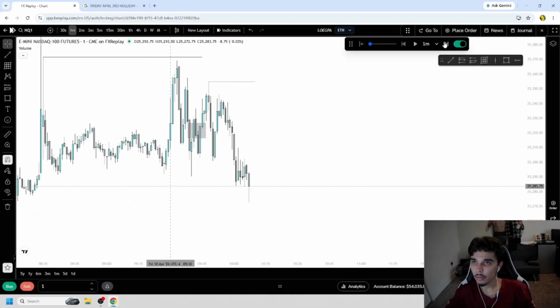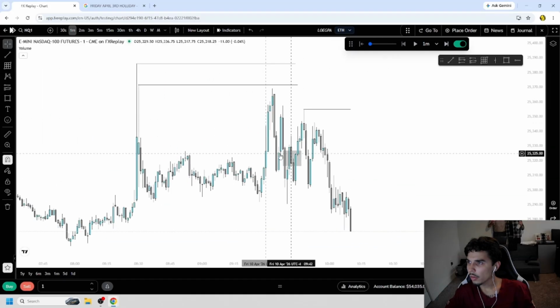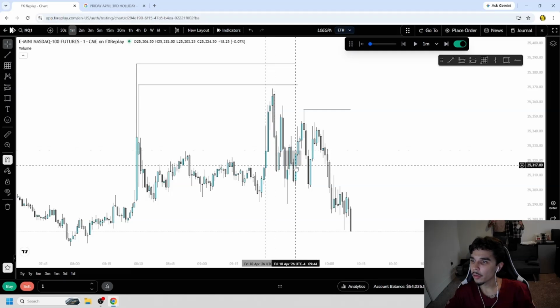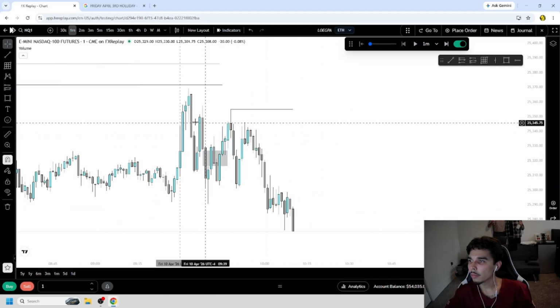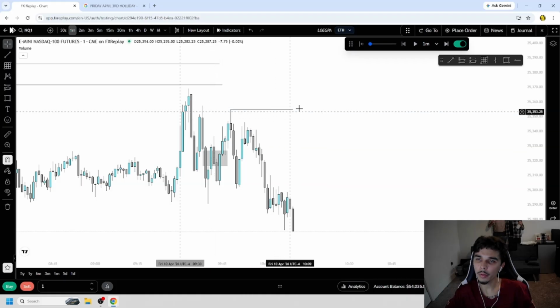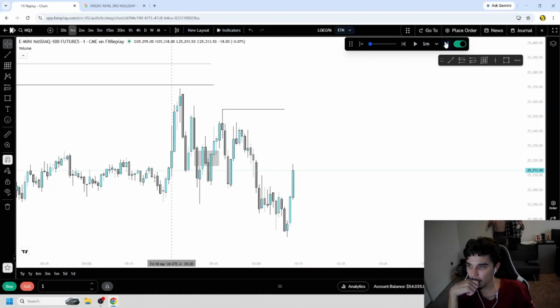That took too many candles. I don't even remember this. I wonder how many people got stopped out on this, or if they did go break even. We should not have stalled. Honestly, I probably should have put my break even right here. We shouldn't have stalled right there.